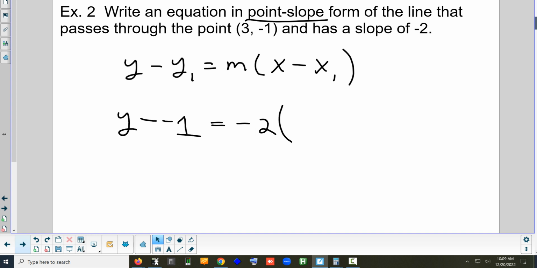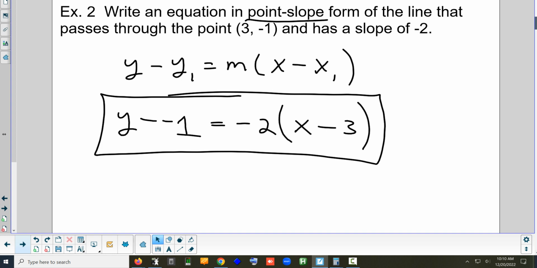Okay, how about the x? Nia, what's going to happen to the x? It stays the same. The x stays as an x. The minus gets copied down. And the x1 is a number I need. So where is my x1 in that information? That would be the 3. And one more thing I need to finish that answer. Yep, I need to finish with my parentheses. And that's the final answer.